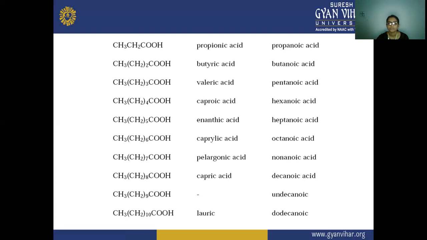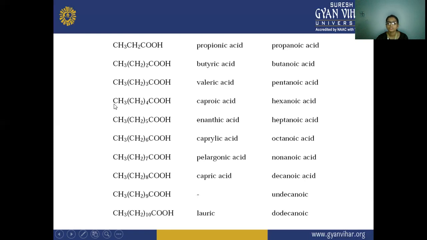So here how many hydrogens should it be? C3 CH2 CH2 CH3, 3, 2, 4, 5, 6, 7, 8, 9. So this is 9. This is C3H9COOH. So this is pentanoic acid.